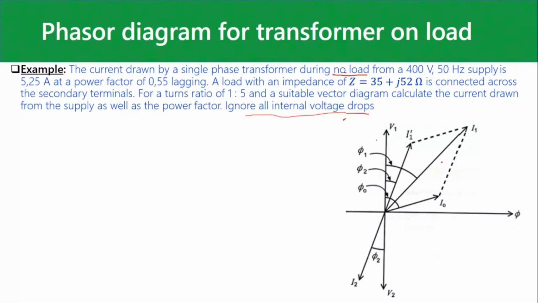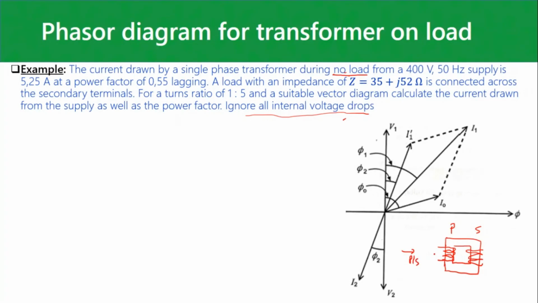So on the transformer, 400 volts. So they say the current drawn by a transformer. That means here's your transformer. Is that the current drawn by the transformer? So is that the primary current or is that the secondary current? It is the primary current. It draws it from the power supply.